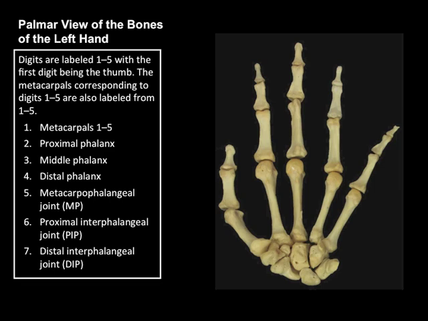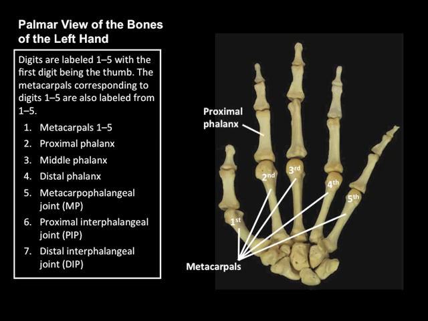Let's now focus on the digits. Digits are labeled 1 to 5, with the first digit being the thumb. The metacarpals corresponding to digits 1 to 5 are also labeled from 1 to 5. The metacarpals are the bones that make up the palm. Metacarpals 2 to 5 are well supported, and if they are fractured, rarely do they need to be placed in a cast. Distal to the metacarpals are phalanx, or phalanges if used as a plural. These are the bones found in the fingers.